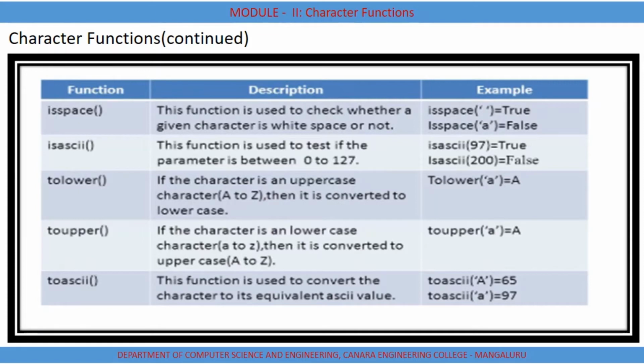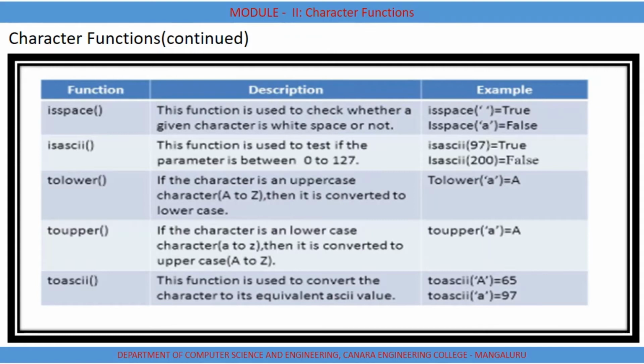Okay. Next, toupper. This function, if you enter a lowercase character, will convert it into an uppercase character. That is, if you enter a lowercase alphabet, it will convert it into an uppercase alphabet. For example, toupper of 'a', the output will be 'A' in uppercase.